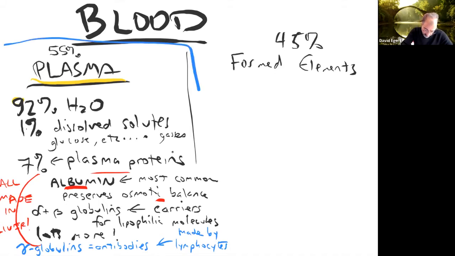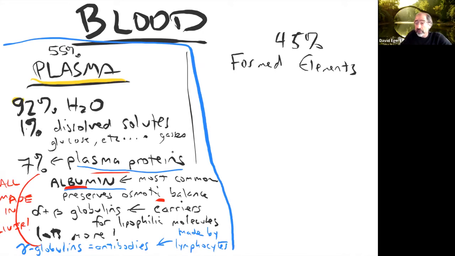I think that's what I'm going to say about plasma. Plasma is mainly water, dissolved solutes, and these plasma proteins, and the plasma proteins help preserve osmotic balance. Some of them are important for carrying around lipophilic molecules. A lot of them are doing all sorts of things: part of blood clotting, part of immune response, part of blood pressure control.